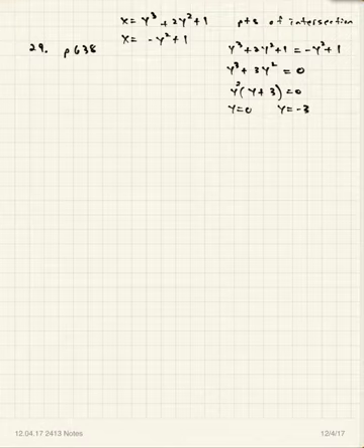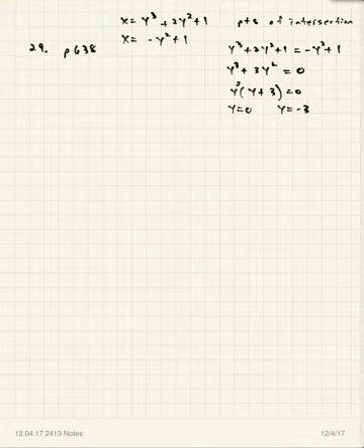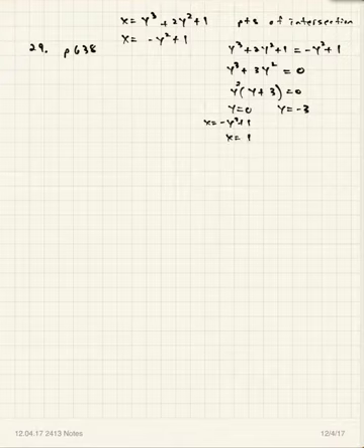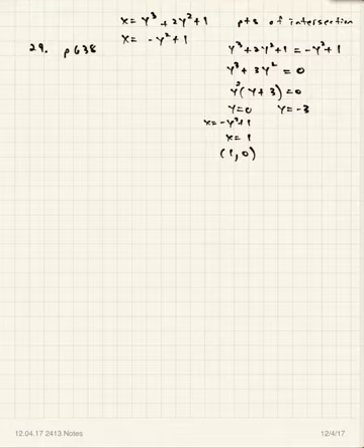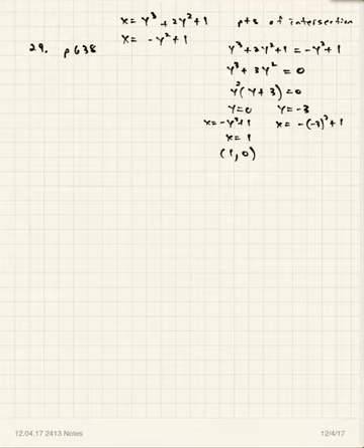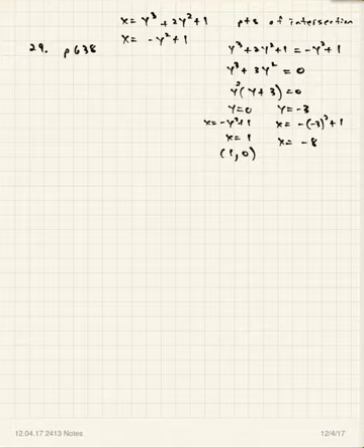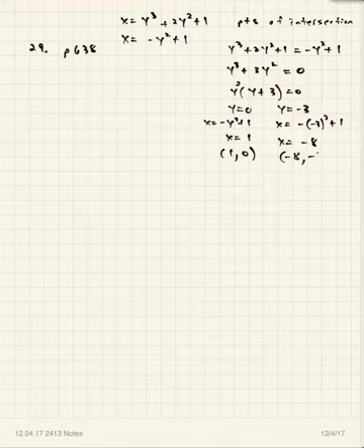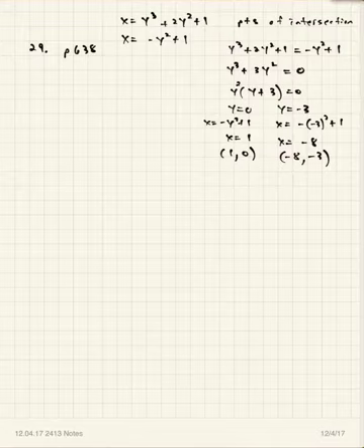If I use the equation x equals negative y squared plus 1, when y is 0, we get x equals 1, and we have a point of intersection at 1, 0. And when y is negative 3, I get x equals negative 3 squared plus 1, which would be negative 9 plus 1, or negative 8. And so I get a point of intersection at negative 8, negative 3. So those are my 2 points of intersection.